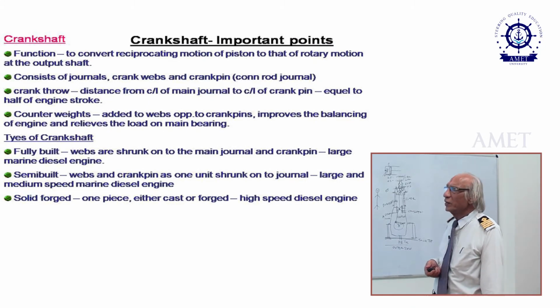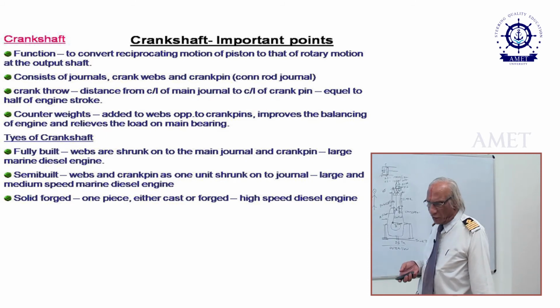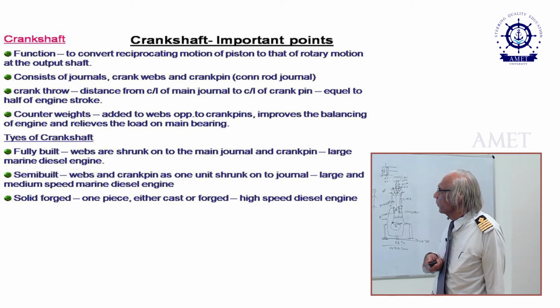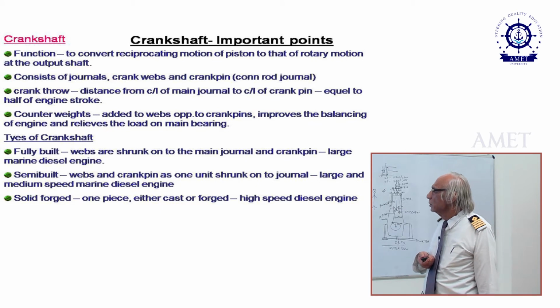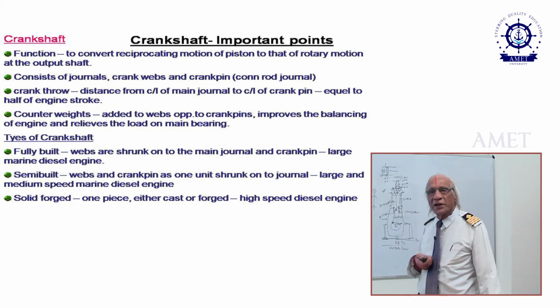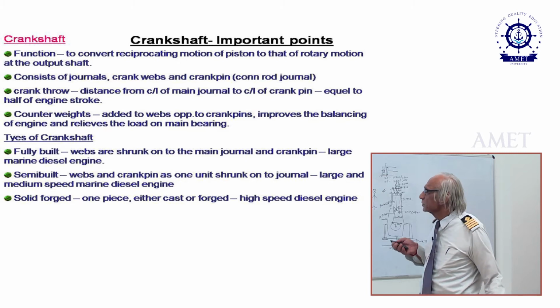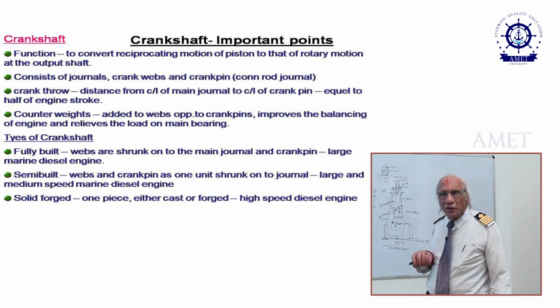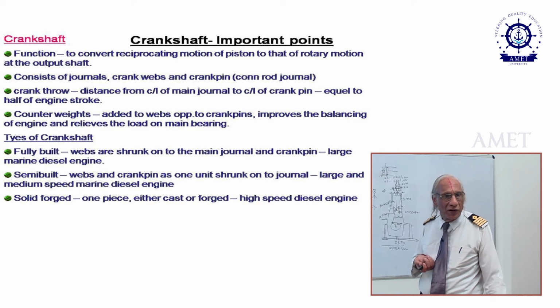Now, let us take a look at some of the important points in the crankshaft. What is the function? To convert the linear motion of the piston to rotary motion of the output shaft. Second, it consists of journals, crank webs and crank pin. Remember, the crank pin is part of the connecting rod. The lower end of the connecting rod is called the crank pin bearing, and the arm of the crankshaft is called the crank throw. The distance from the center line of the main journal to the center line of the crank pin is equal to half the engine stroke. Usually, in a long stroke engine, this ratio will be 3:1.